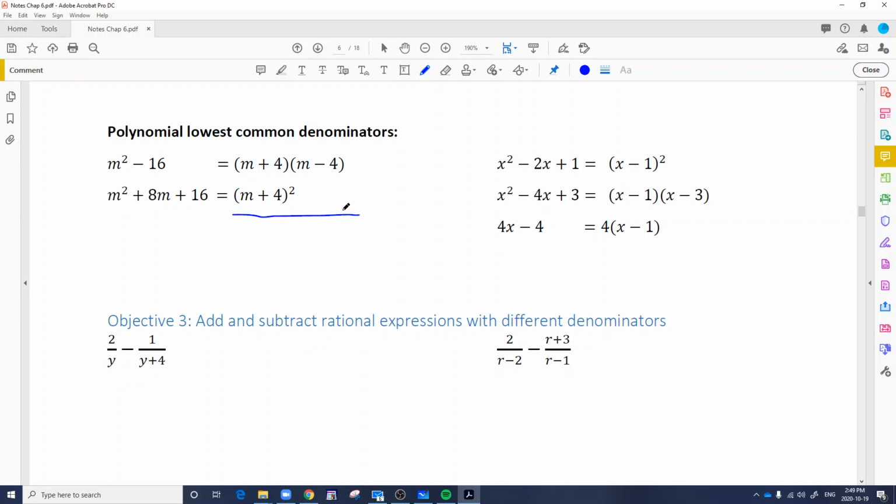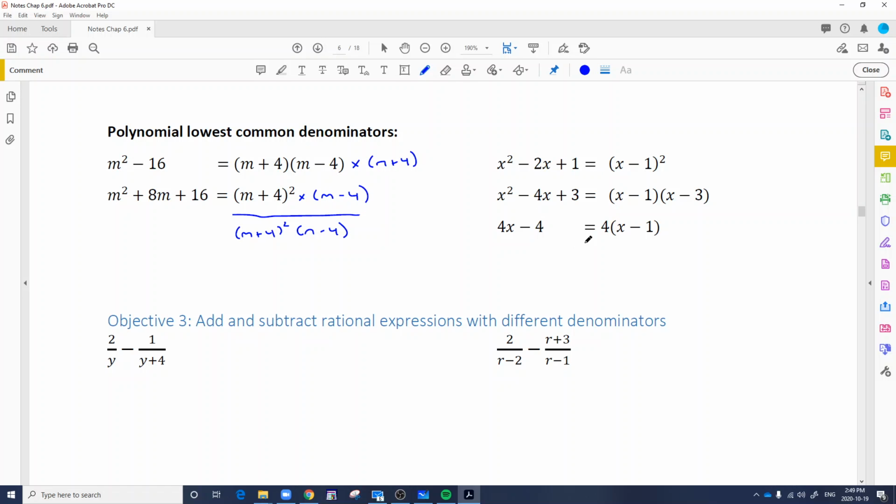You're looking at making sure that each of the factors is present. So you have an m plus 4 and an m plus 4 all squared. So your common denominator, you have to take the highest exponent. And then this one has an m minus 4. So you'd have to multiply this guy by m plus 4 to get that m plus 4 all squared. And this one you'd have to multiply by m minus 4.